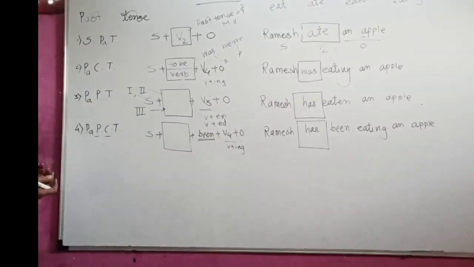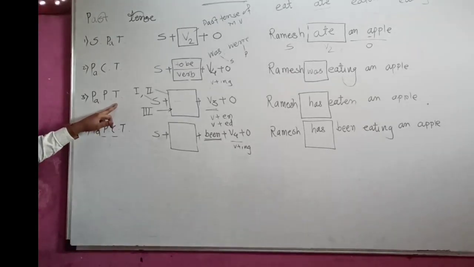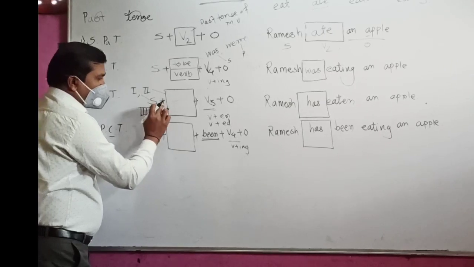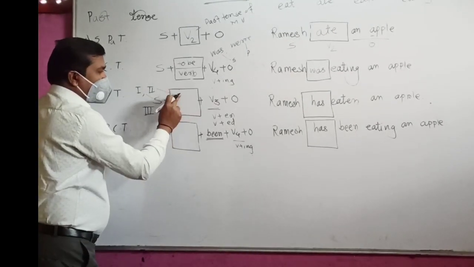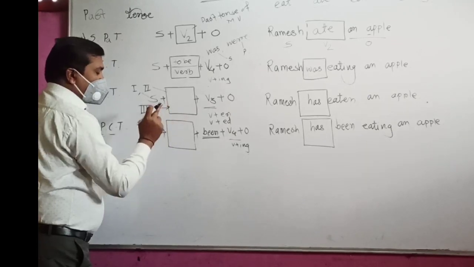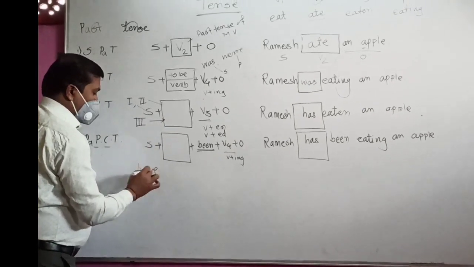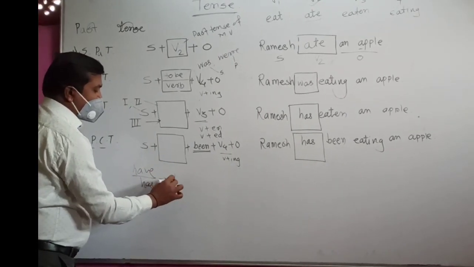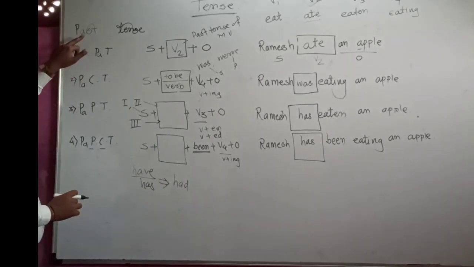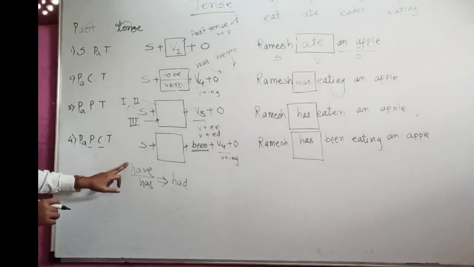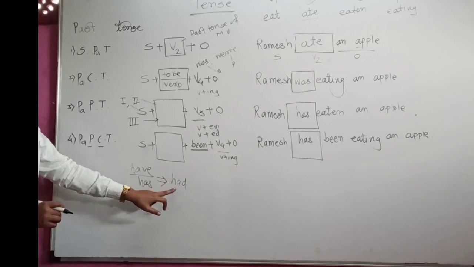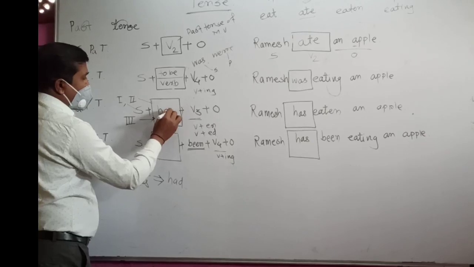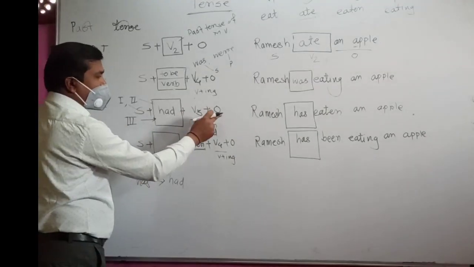Okay? The third type, that is past perfect tense. The formula of past perfect tense is subject plus, here in present tense there is have or has, but the past tense of have and has is had. We are in past tense now, that's why we haven't used have or has. We should use the past tense of have and has, that is had. Subject plus had plus V3 plus object.